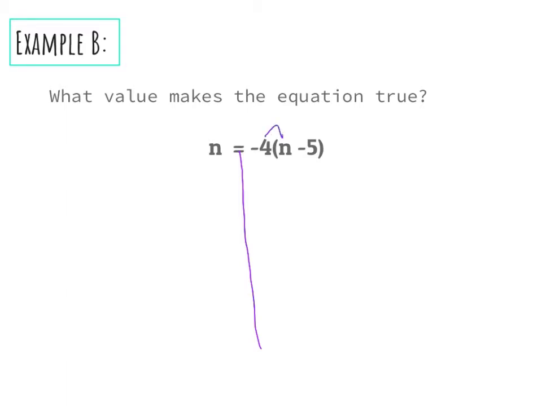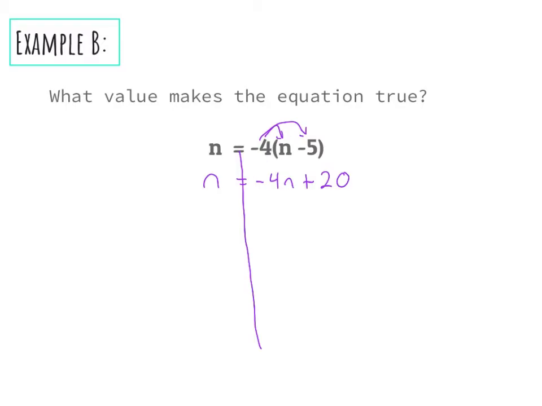So I'm going to be distributing the negative 4 to the n and the negative 4 to the negative 5. So I'm going to bring down my n on the left because I didn't do anything with that. Negative 4 times positive 1n is going to give me negative 4n. Negative 4 times negative 5 is going to give me positive 20. Again, remember to keep track of those signs and use that calculator if you're not sure on those integer rules.